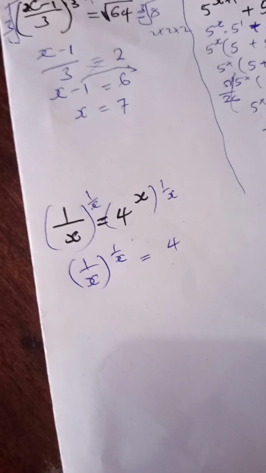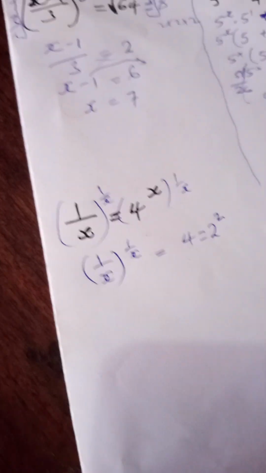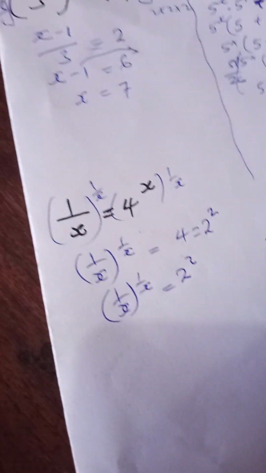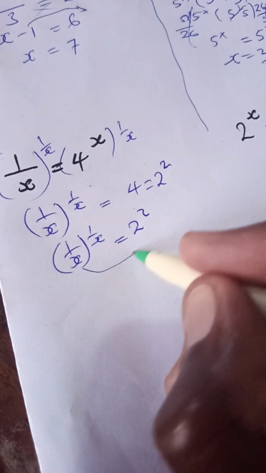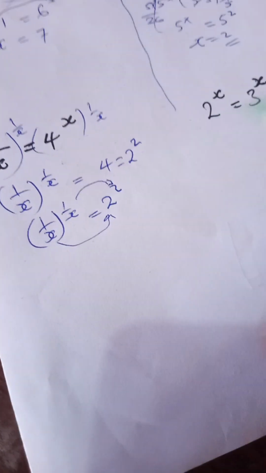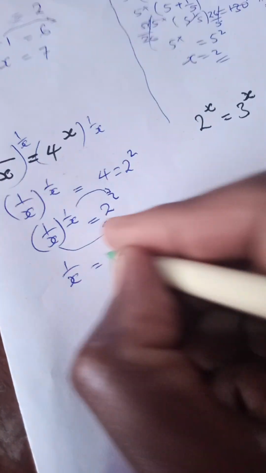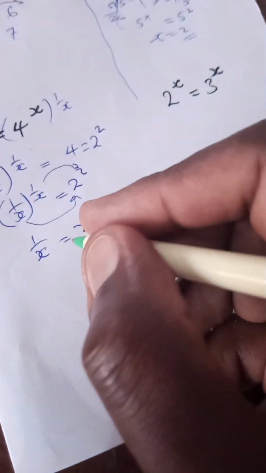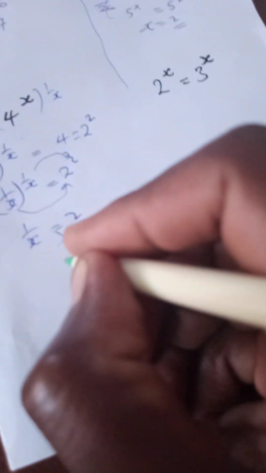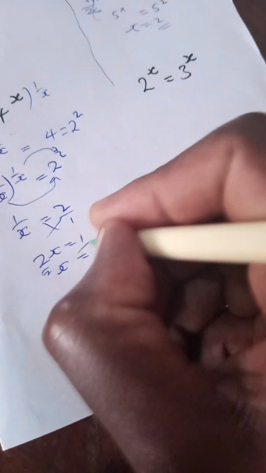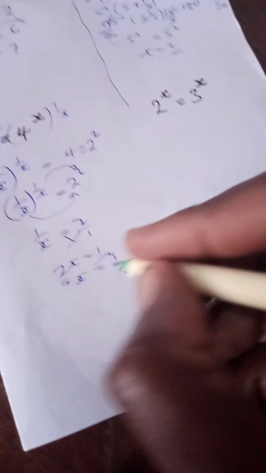Okay. So this one can be written as 2 squared. Now you can equate this: 1 over x into bracket this power 1 over x is equal to 2 squared. If you look keenly, you get that the base and the power are the same, so you can equate either. So you get 1 over x is equal to 2. If you do the reciprocal or cross multiply, you get 2x is equal to 1. So x is equal to 1 over 2 if you divide both sides by 2. So your x is 1 over 2.